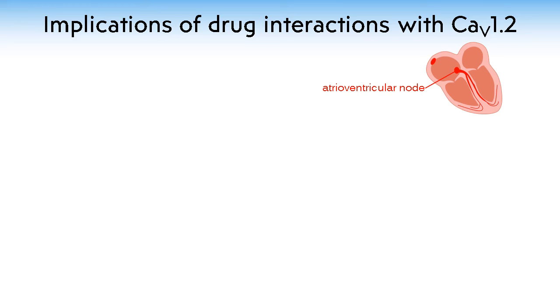The heart beats when action potentials arise in the sinoatrial node and spread through the atria to the atrioventricular node. There is a delay of around 100 milliseconds in the atrioventricular node before the action potential spreads along conducting fibres to the ventricular muscle. In supraventricular tachycardia, the atrial or sinoatrial node cells fire action potentials at an abnormally high rate.